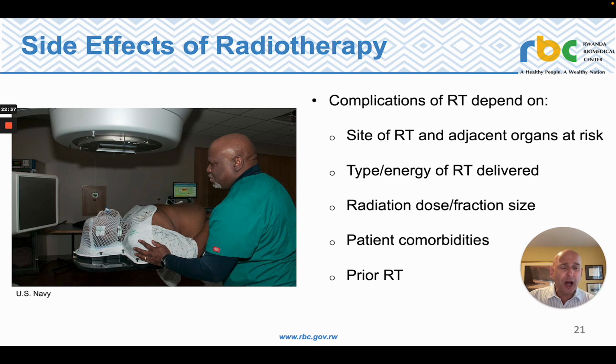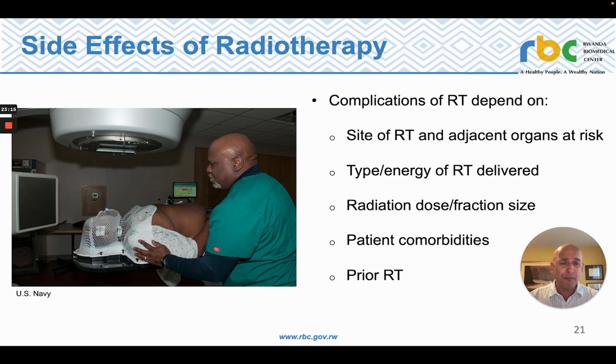So when we're talking about complications of radiotherapy, these side effects depend on a number of factors, including the site of radiotherapy treatment and what adjacent organs were at risk, what adjacent organs saw significant doses of radiation. Another factor is the type of radiotherapy delivered. Is it external beam? Is it internal radiotherapy or brachytherapy? What's the energy of radiotherapy that's delivered, because that can determine how penetrating that treatment is. And what was the total dose and the fraction size?